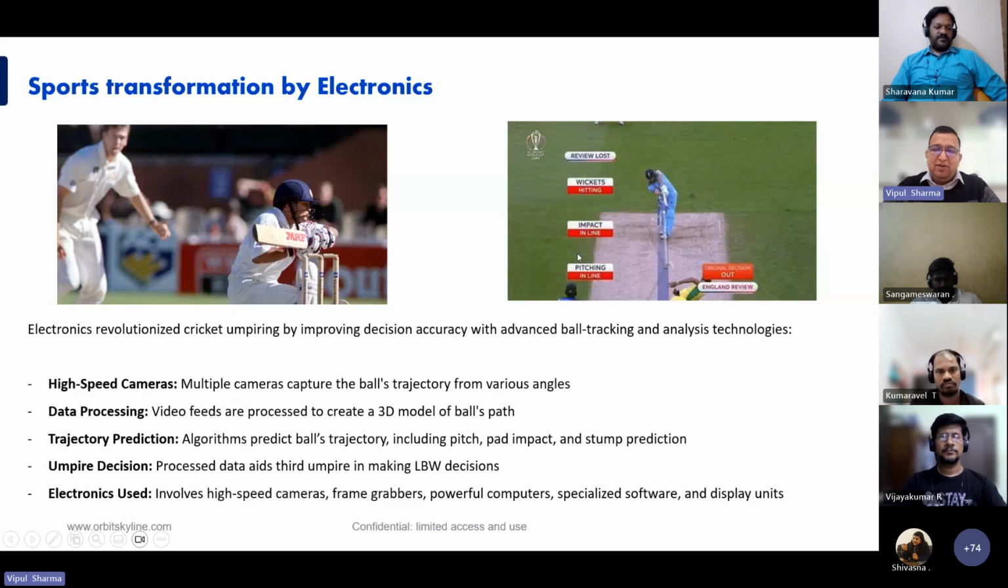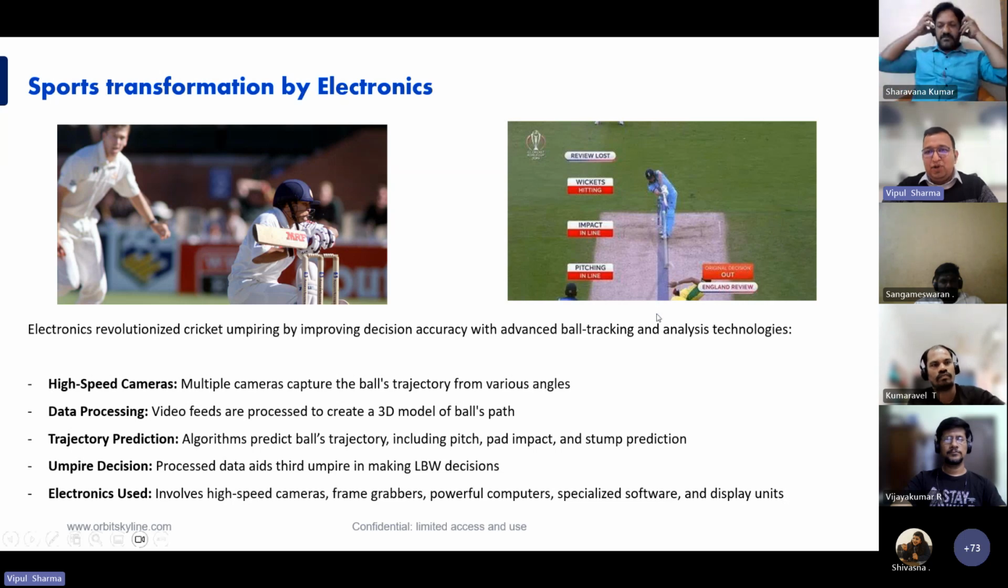If an appeal for LBW is made, how will an umpire decide? He will track where the ball has pitched. He will track the trajectory of the ball, whether it is hitting the stumps. Basically the third umpire has the technology to calculate whether it is hitting or missing the stumps, and only then is a final decision made. So just imagine what all technologies are working behind making a simple LBW decision.